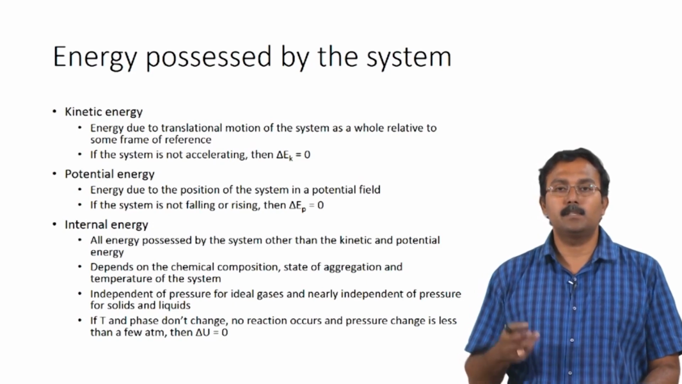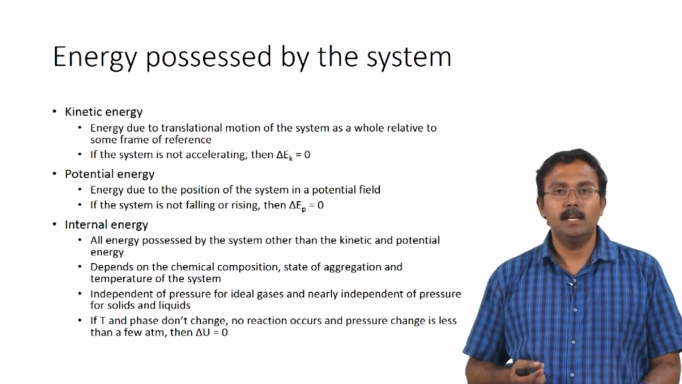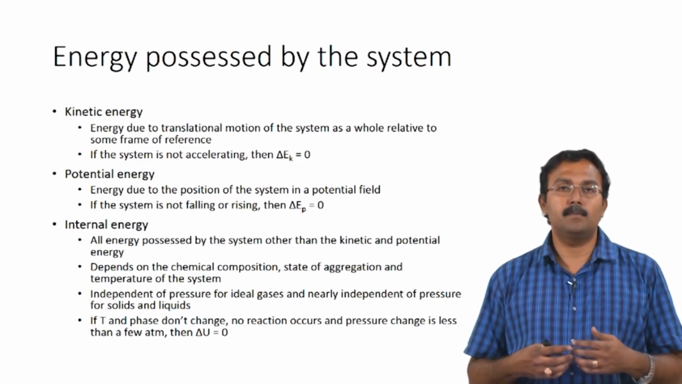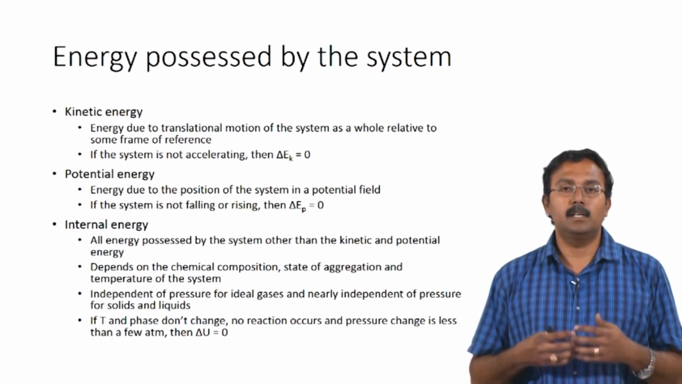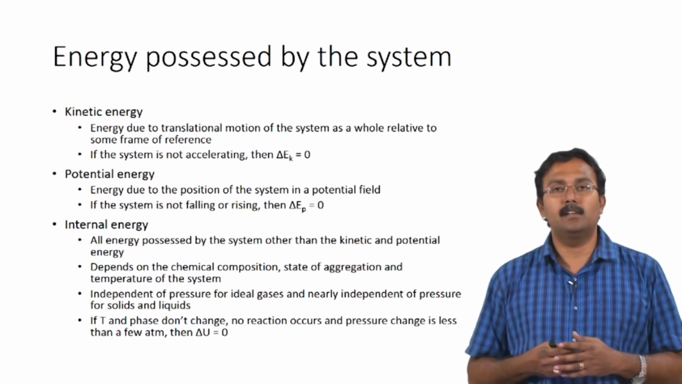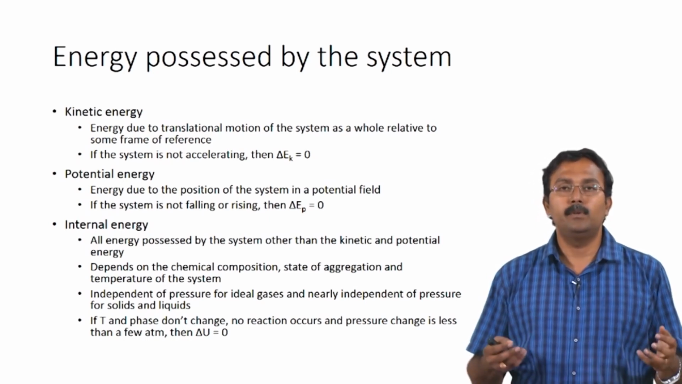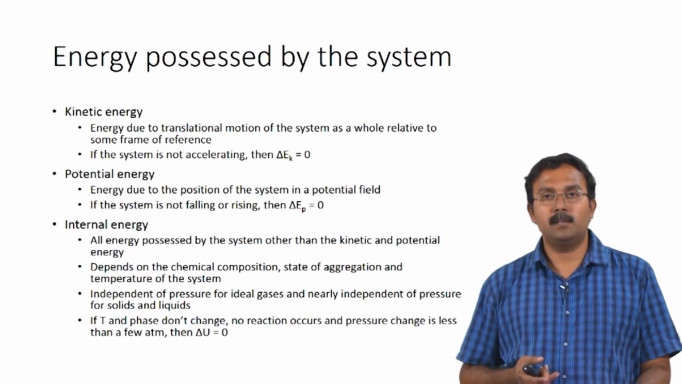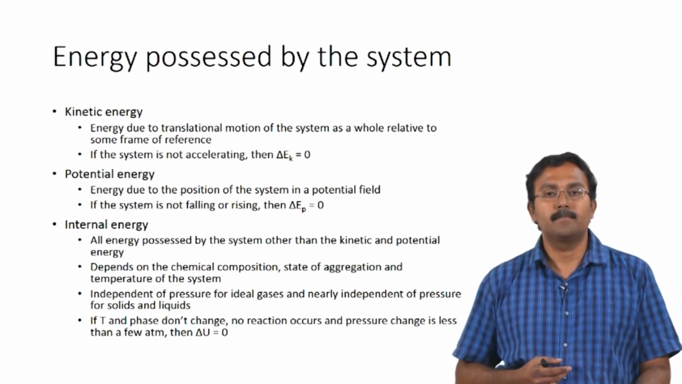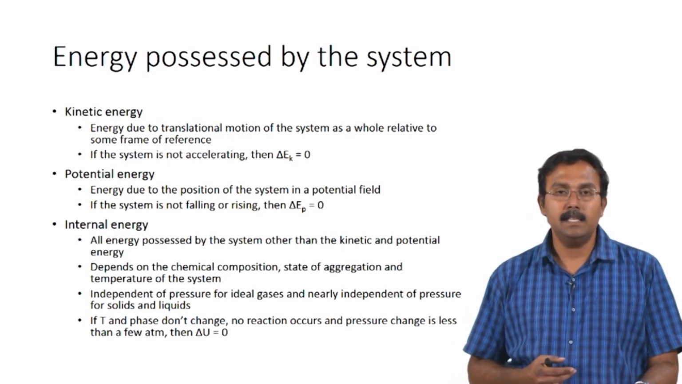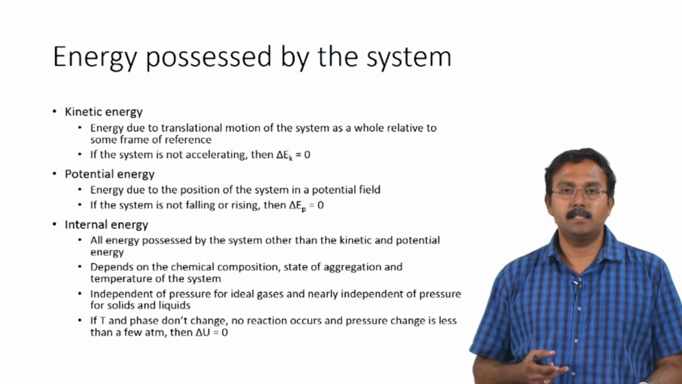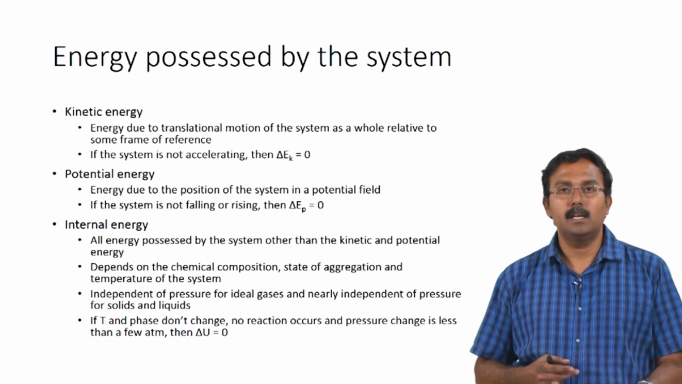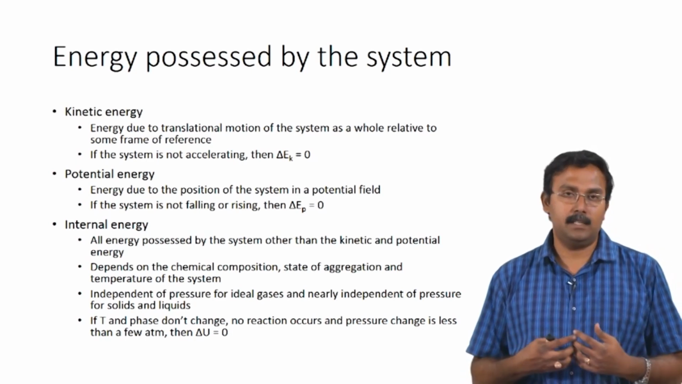Potential energy is the energy which is possessed by the system in a potential field, and this can be treated as 0 when the system is not rising or falling. Usually when we do not have that kind of a difference in height for the system, we say delta EP equals 0. So, we ignore the potential energy term while we perform the energy balance calculations. You also have internal energy. Internal energy is the energy which is possessed by the system other than the kinetic and potential energy. It accounts for all the other energies.